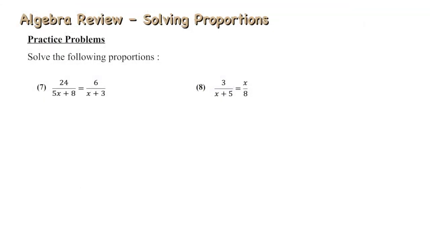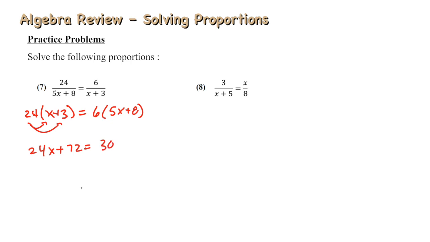So number 7, we get 24 times x plus 3 equals 6 times 5x plus 8. And when we distribute through the parentheses, we get 24x plus 72 is equal to 30x plus 48.